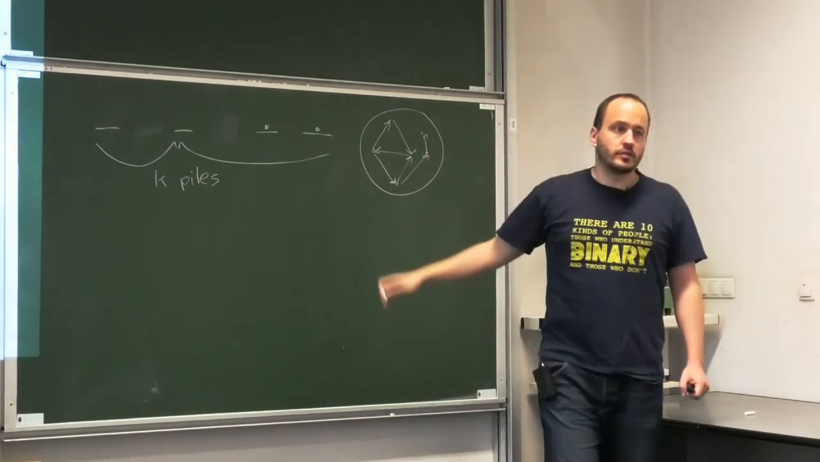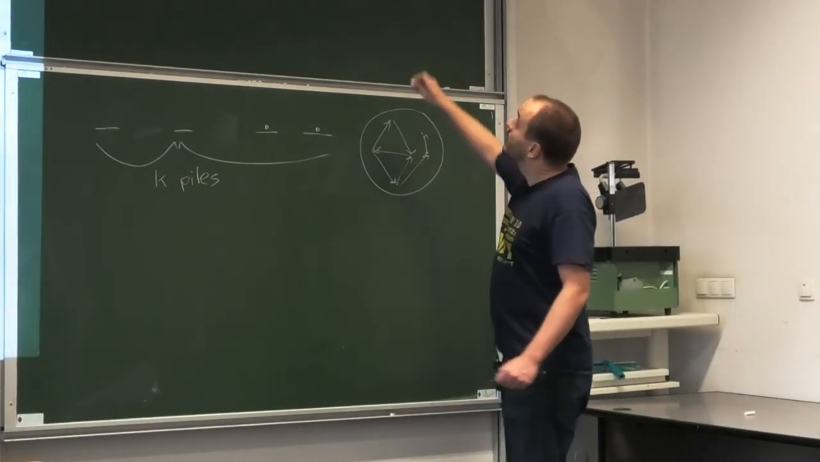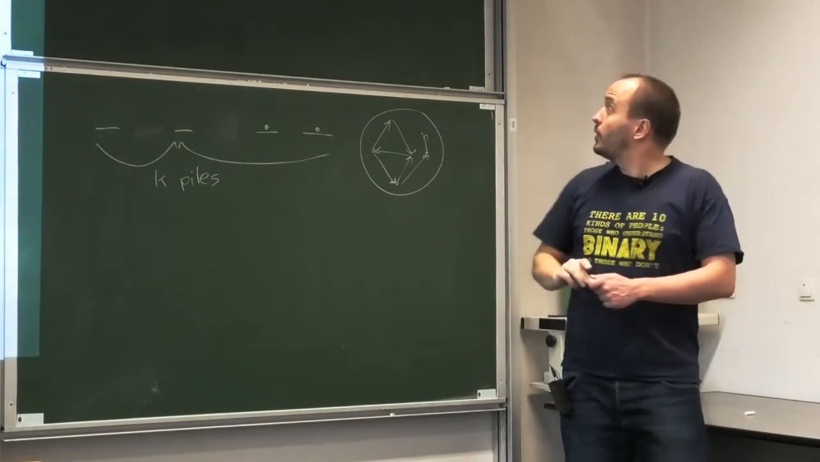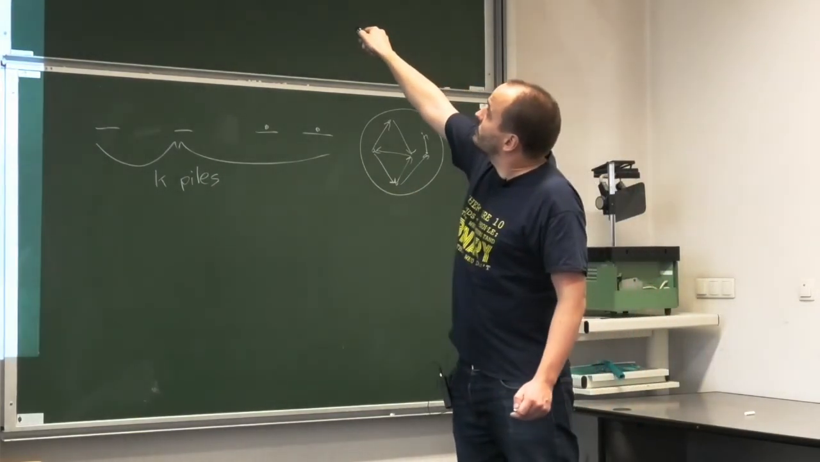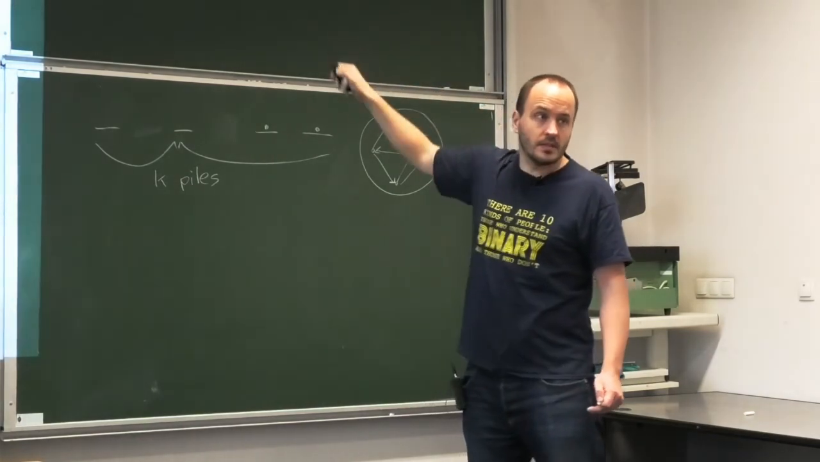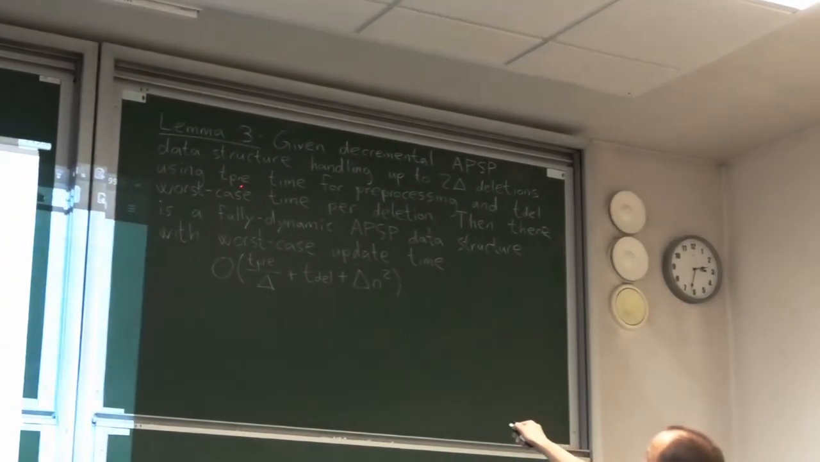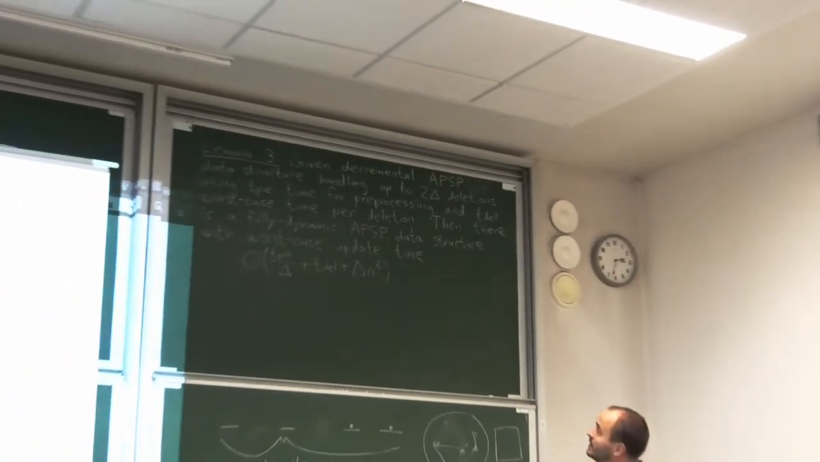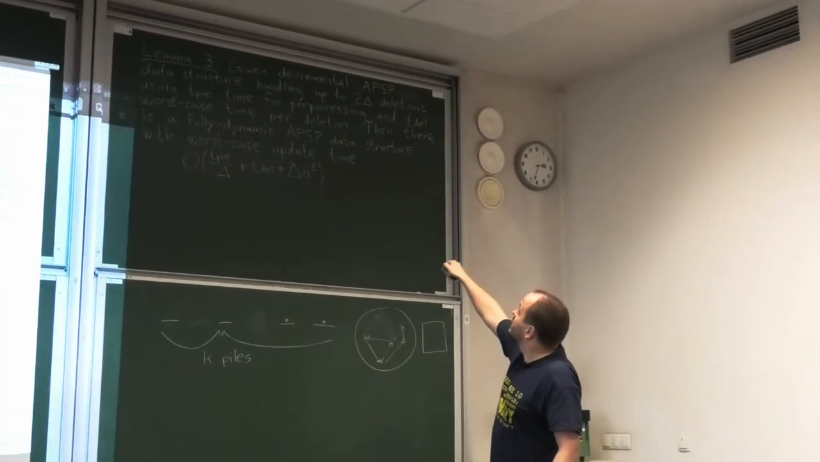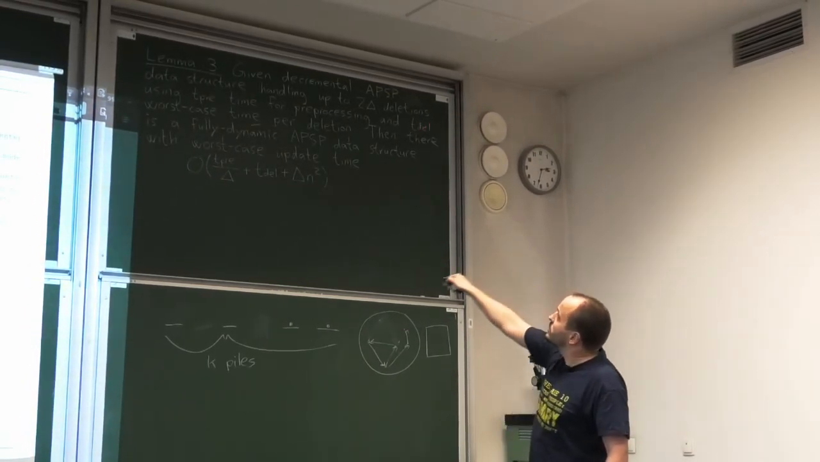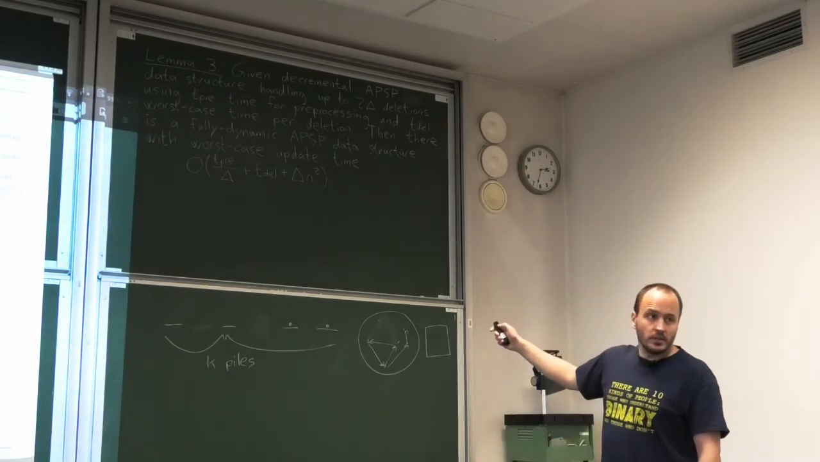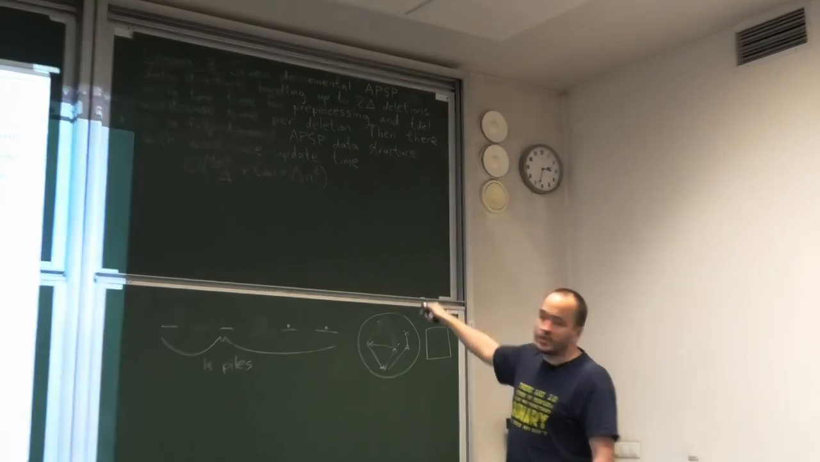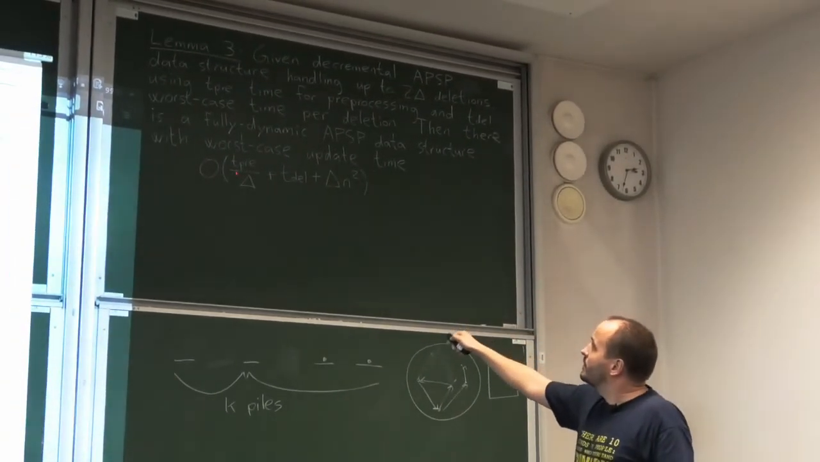And we are allowed to pre-process this graph. So this is a decremental problem. We have a pre-processing step where we can do whatever we want. Suppose that takes us this amount of time, t subscript pre. So if we have a data structure that uses this much pre-processing time, and now we can only delete vertices, after each vertex deletion with the incident edges, this data structure can recompute this distance matrix in worst case time T del. If you have such a decremental structure, then there is a fully dynamic structure, which is what we want, with worst case update time equal to this.